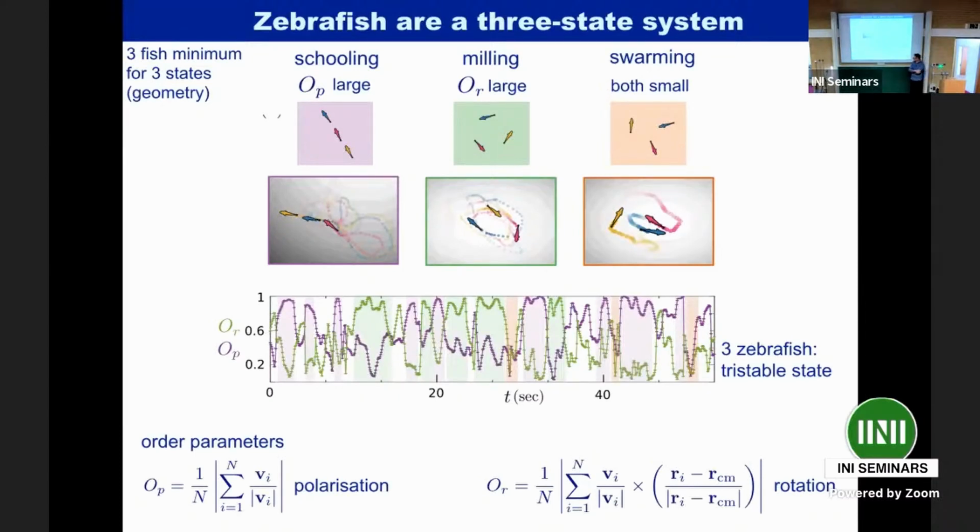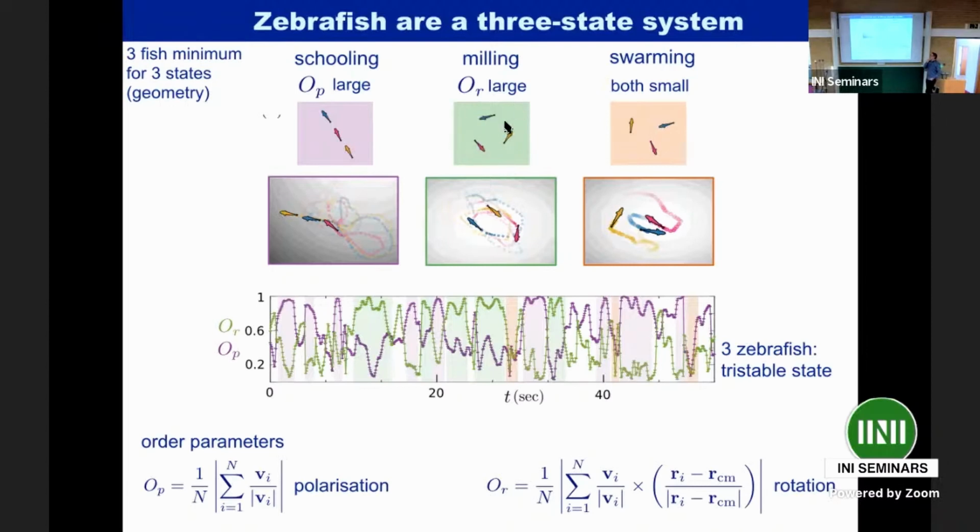So the zebrafish are described by using two order parameters. I talked about the polarization. The rotation order parameter here is telling us whether they are doing what's called milling. Milling is what Bruce fish do. They tend to swirl around in this sort of way. Schooling is when the polarization order parameter is large, they're all going in the same direction. And swarming is when they're just moving more randomly. And so there's this additional milling state that I'll introduce at this point.